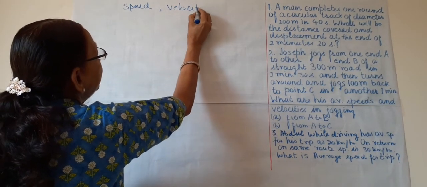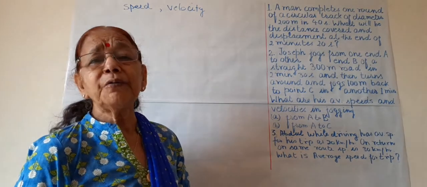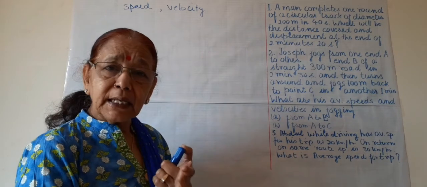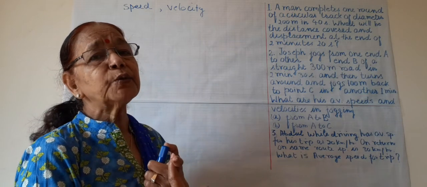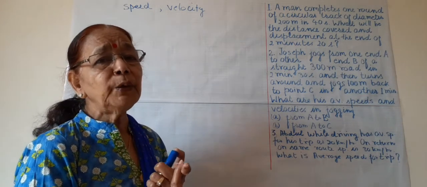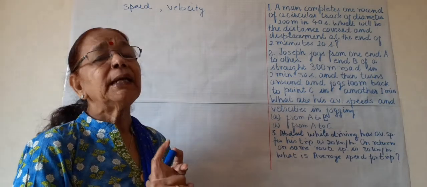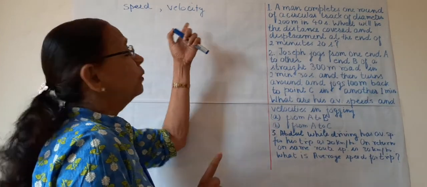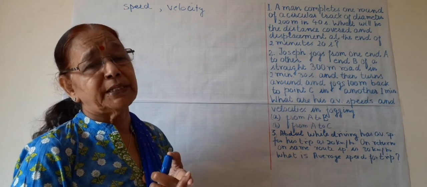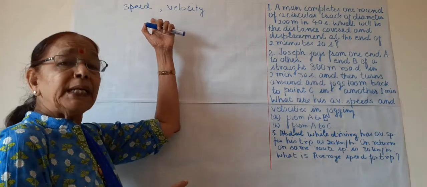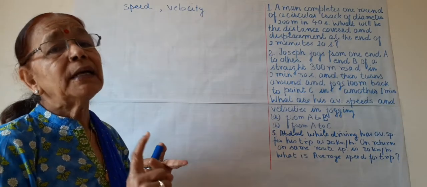So in the previous video we have done distance and displacement. All of you should know: distance is a scalar quantity, displacement is a vector quantity. Distance needs only magnitude or numerical value, whereas displacement needs magnitude as well as direction. These two physical quantities, speed and velocity, are dependent on distance and displacement. So, speed is scalar like distance and velocity is vector like displacement.